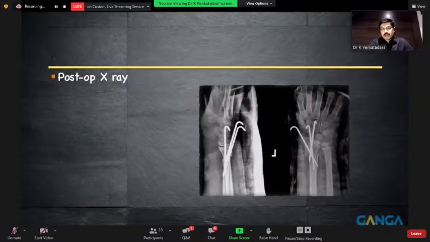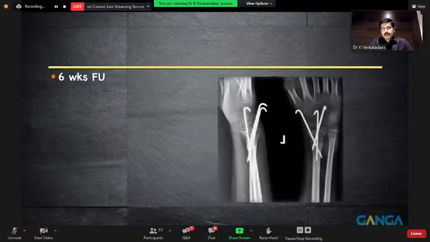So you can see that he has passed 3 pins. It looks like 2 of the pins are through the physis. This is the post-operative X-ray. The reduction looks pretty good. And at 6 weeks, as expected, the fracture healed well and the wires were pulled out.